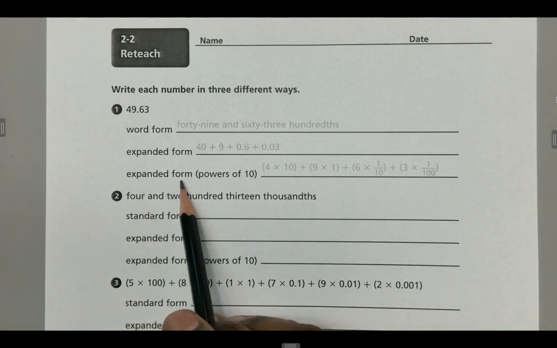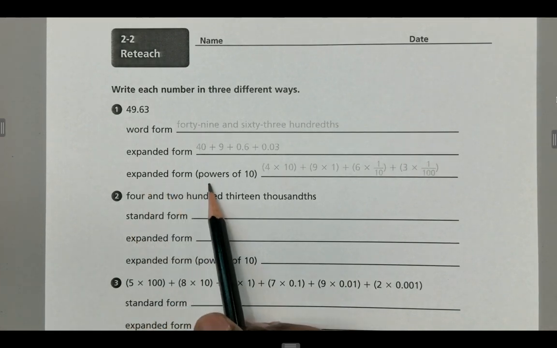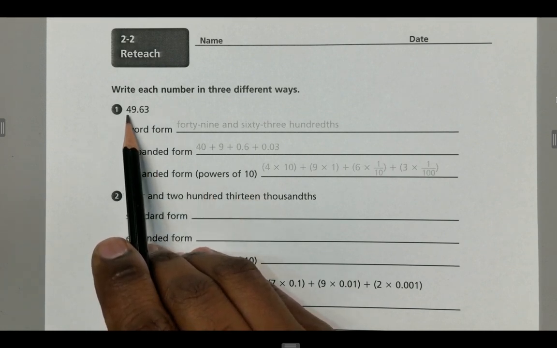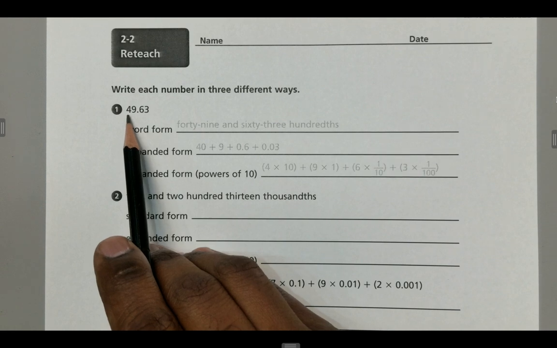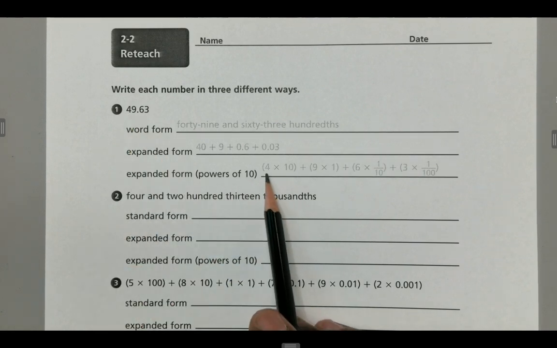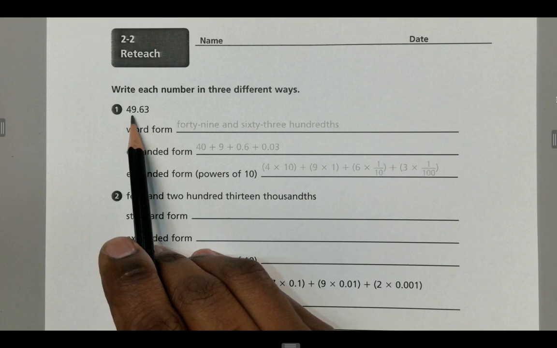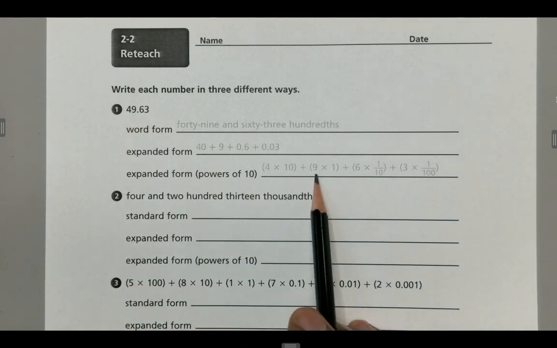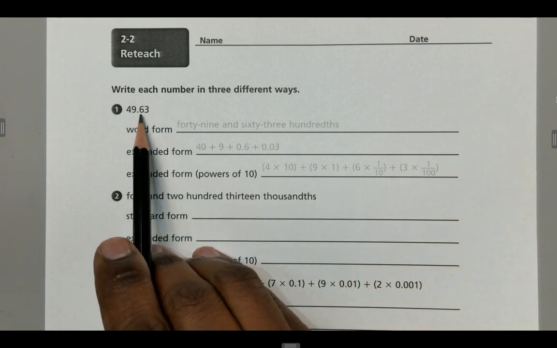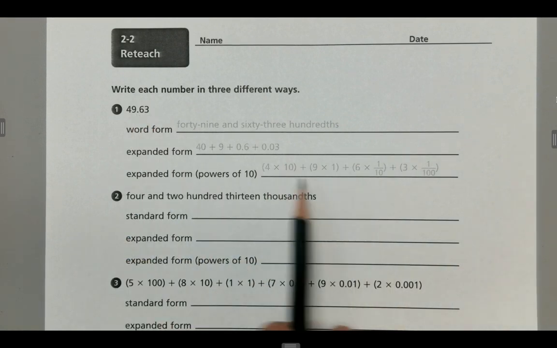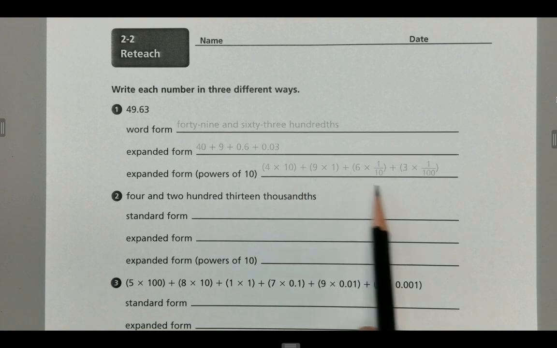Now, another way of showing expanded form in terms of the powers of 10 is to say, well, this digit is a 4, but it's sitting in the tens place value. So it's like saying it represents 4 tens. 4 tens could be shown as 4 times 10. Plus, this 9 is sitting in the ones place value. So I could break that out or zoom in on it and show it as 9 ones, 9 times 1. 6 is in the tenths place value, 6/10 or 6 times 1/10. 3 is in the hundredths place value, 3/100 or 3 times 1/100.